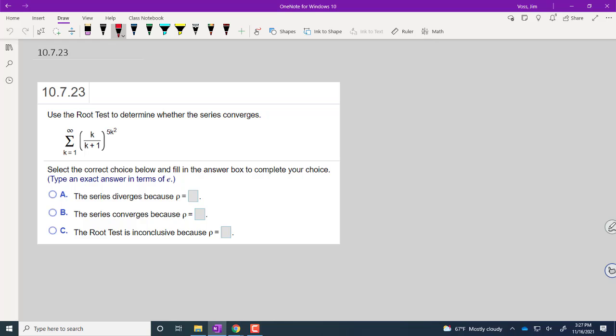Root test. With the root test, we're going to take the limit, and we're taking the kth root of a sub k. So we can draw that with a big radical. You can use just parentheses with the 1 over k, whatever floats your boat. So we have that.